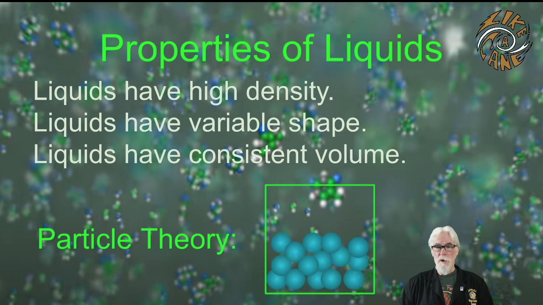Here's the particle theory explanation for why liquids have these properties. They have high density because, like solids, the particles are attracted to each other enough that they hold together in a compact space. They don't occupy very much space, so there's a lot of weight in a small amount of space. They have a variable shape because now the particles aren't in a rigid, locked structure. Instead, they can move past each other and slip and slide around, and that allows them to conform to the shape of different containers. But they do have a consistent volume because they are still attracted to each other enough that they hold together in a fixed space, even though they're not in a fixed structure.